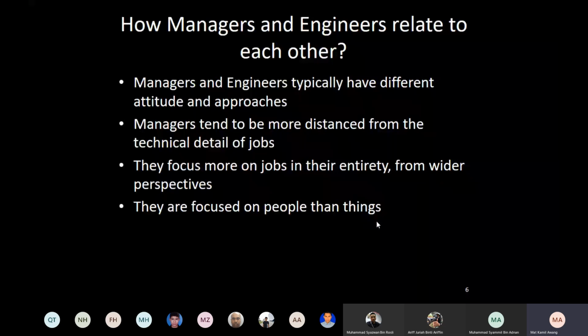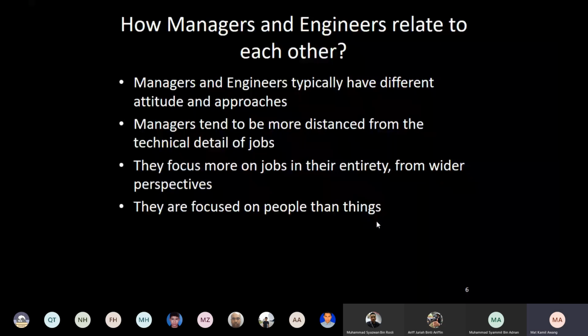The managers focus more on the jobs in their entirety, from a wider perspective. They are looking at the overall project, whereas the engineers are looking at the specific parts of the project, the technical parts. In terms of budget, let somebody else handle it, let the managers handle it. So the focus is different.